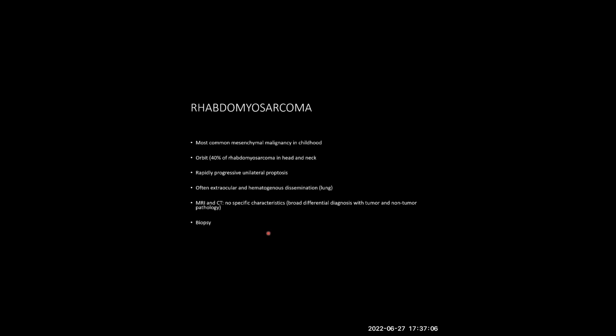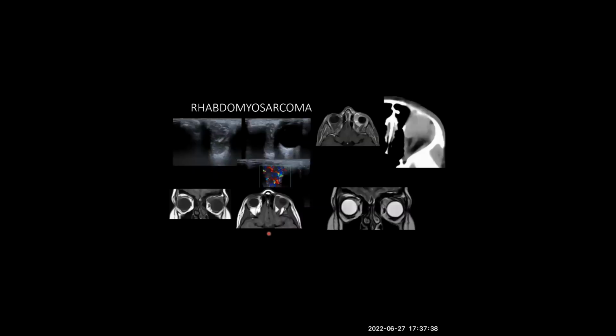In the orbit, 40% of the rhabdomyosarcoma in the head and neck. Rapidly progressive unilateral proptosis. The good thing is the good prognosis. In the MRI and CT, there is no specific characteristic, but the age is the characteristic. Around 7 years old, like the medulloblastoma in the posterior fossa, but rhabdomyosarcoma until proved otherwise. The key is the biopsy.